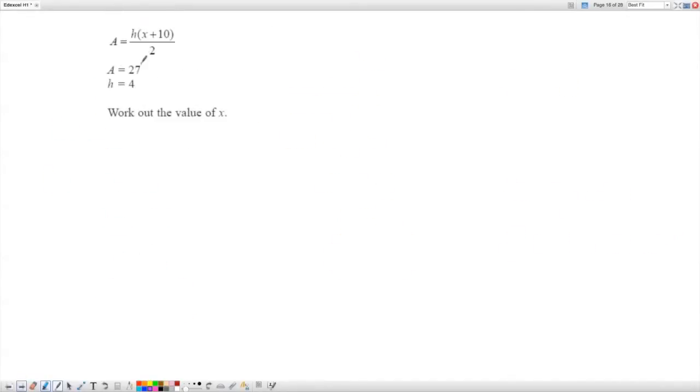Here we have an equation given to us and given two values for a and h. We need to find x. So the first step is to replace what we have here for the values. So 27 equals 4 bracket x plus 10, close bracket, all divided by 2. Now we're going to have to do some rearranging to be able to isolate the x. So first this says divide by 2, so we're going to times by 2. 54 equals 4 bracket x plus 10. Next step, expand the brackets by multiplying.